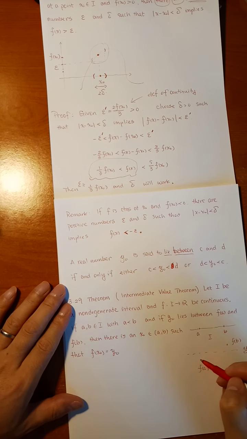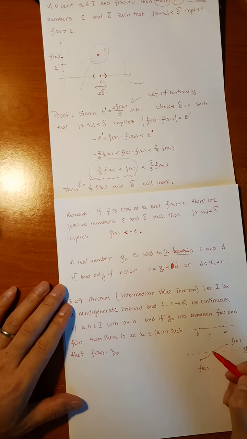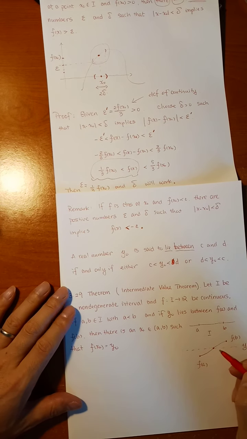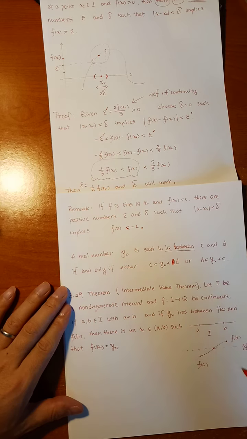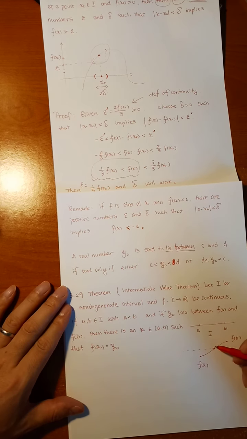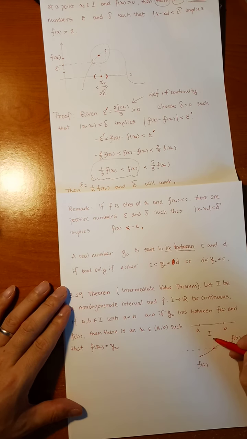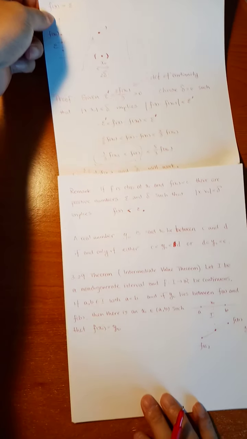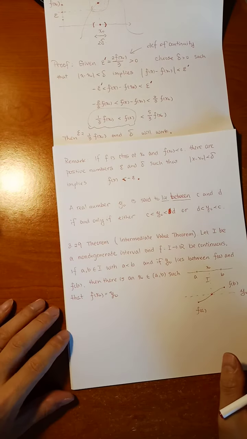What does it mean? You have a continuous function, then you just have a graph. Connect f(a) and f(b). And then you have this y0, the horizontal line. Based on the graph, you can see that we must have an intersection. And this intersection is on the graph, so it has x coordinate x0. f(x0) is equal to y0. That's what this theorem, IVT, says.